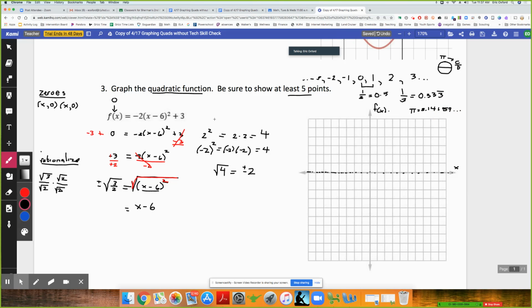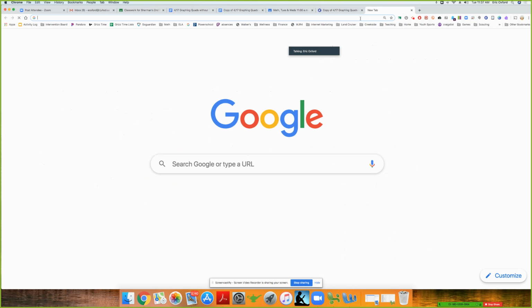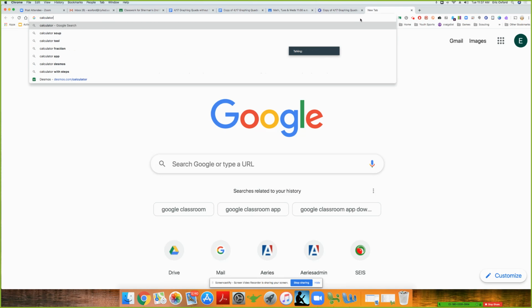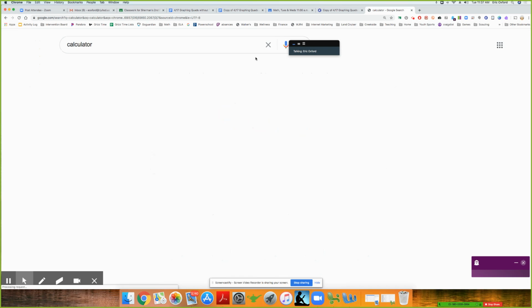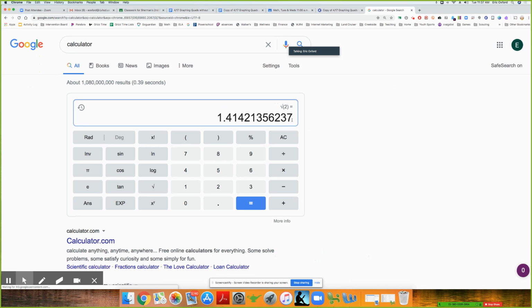And so the square root of 2 is considered irrational because it's non-terminating and non-repeating. This is approximately 1.7. Now let's see if I look it up on the calculator. I'll just type calculator really quick. Bring up a calculator. If I take the square root of 2, you'll see it stops here at 7, but it really keeps going.